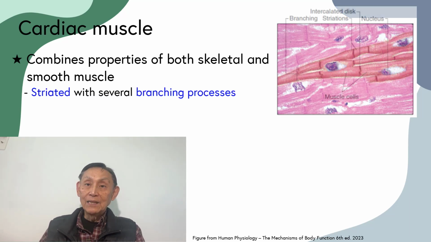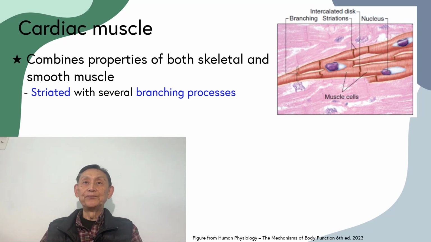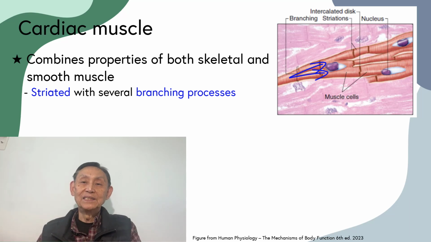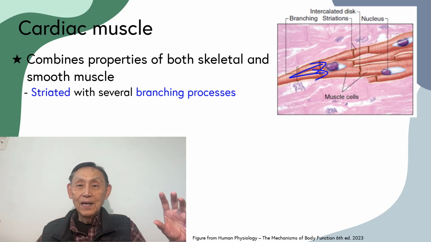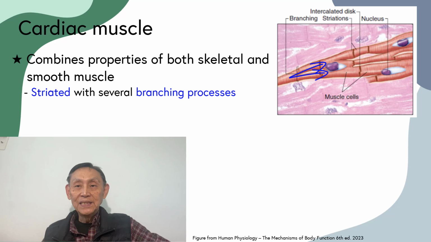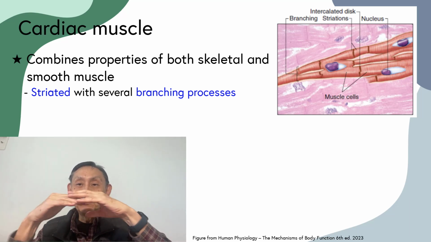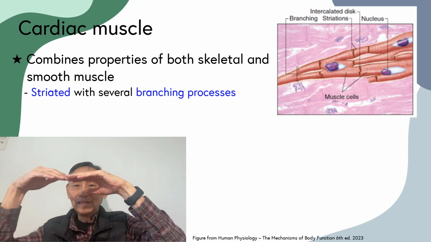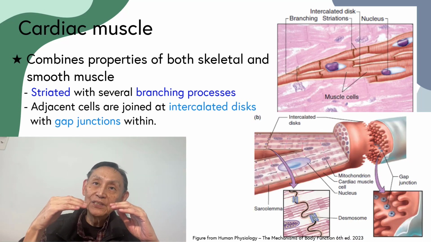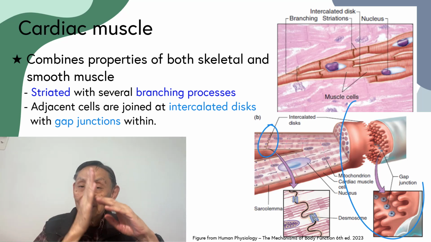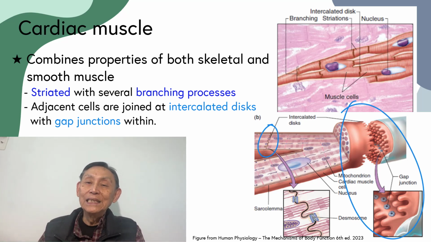First of all, they are striated muscle just like skeletal muscle, but they have branching processes. They do not form a cylinder shape like a skeletal muscle. Cardiac muscle cells have branching, and the branches lock into each other. Adjacent cells with this branching are joined by a special structure called the intercalated disc.